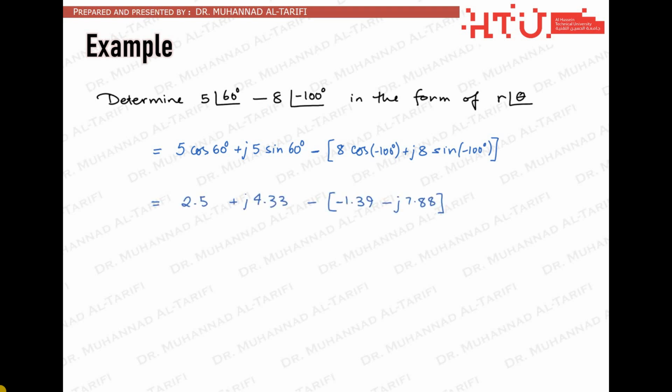All terms would then be evaluated as seen. And now we can do the subtraction. Subtracting real from real gives us 3.89, and subtracting imaginary from imaginary gives us 12.21. And now we have the result as a single number, 3.89 plus j 12.21.